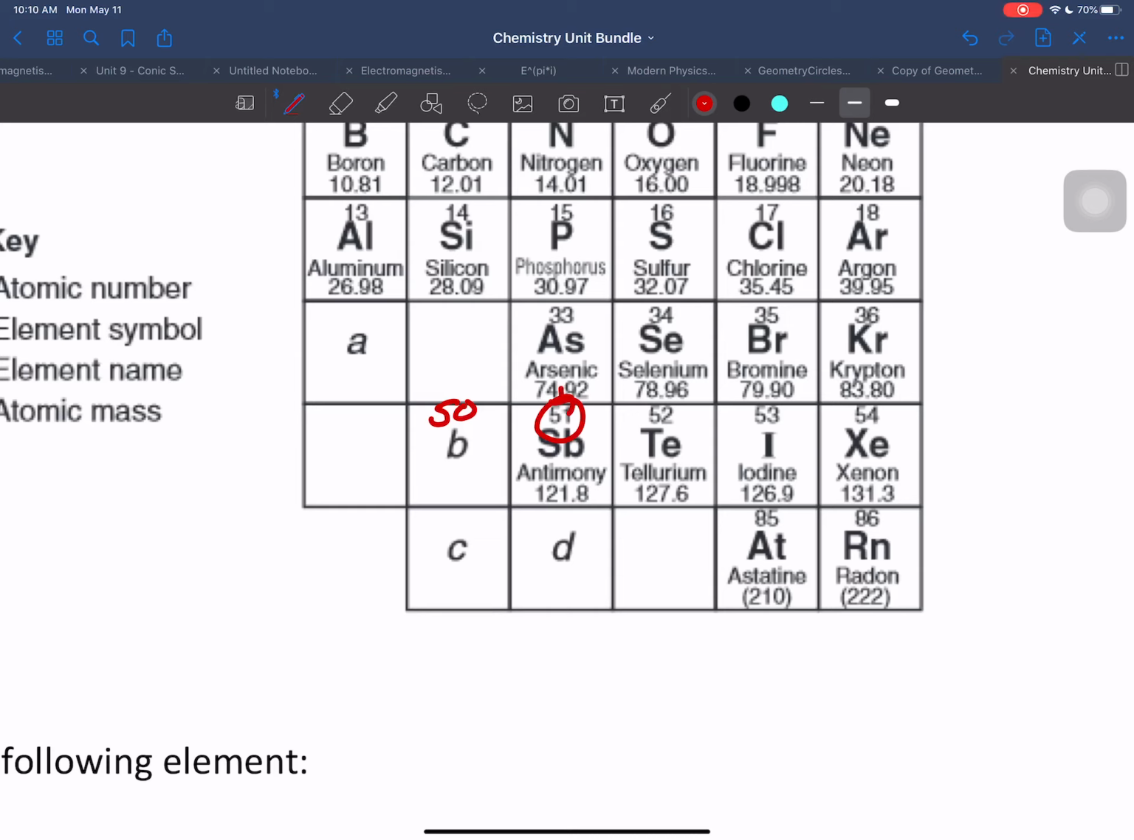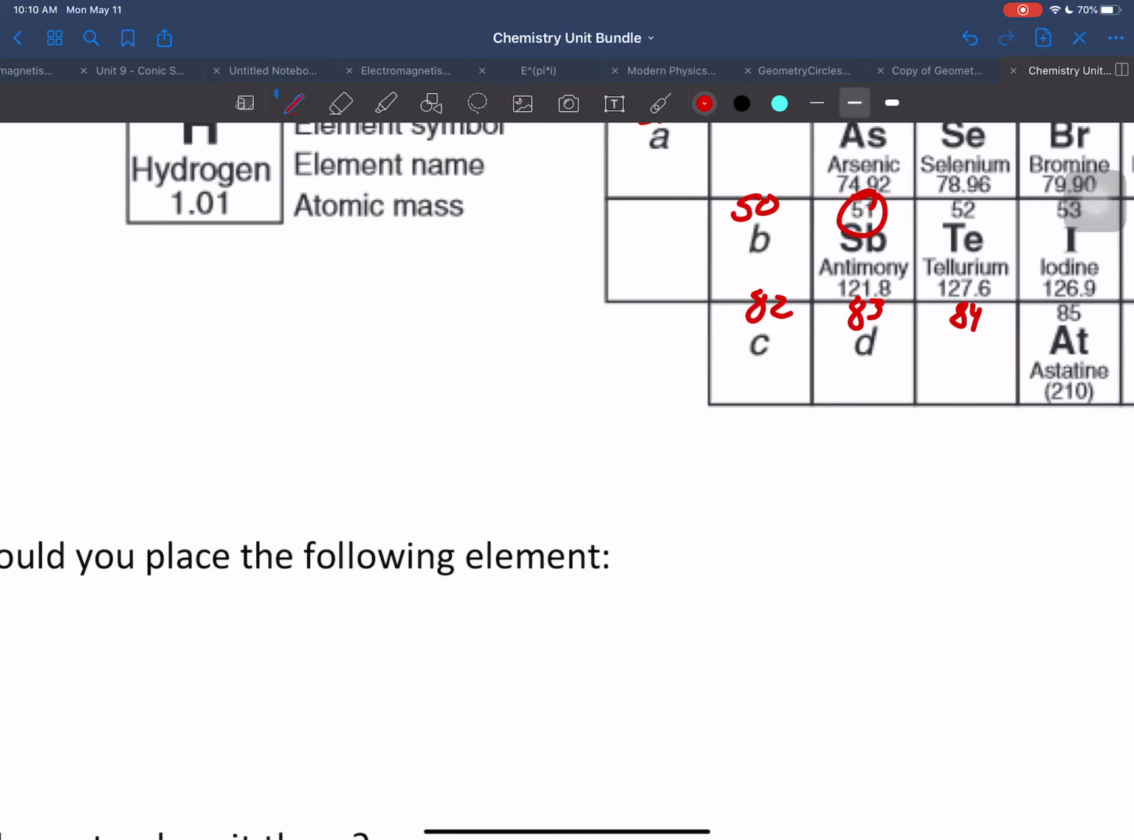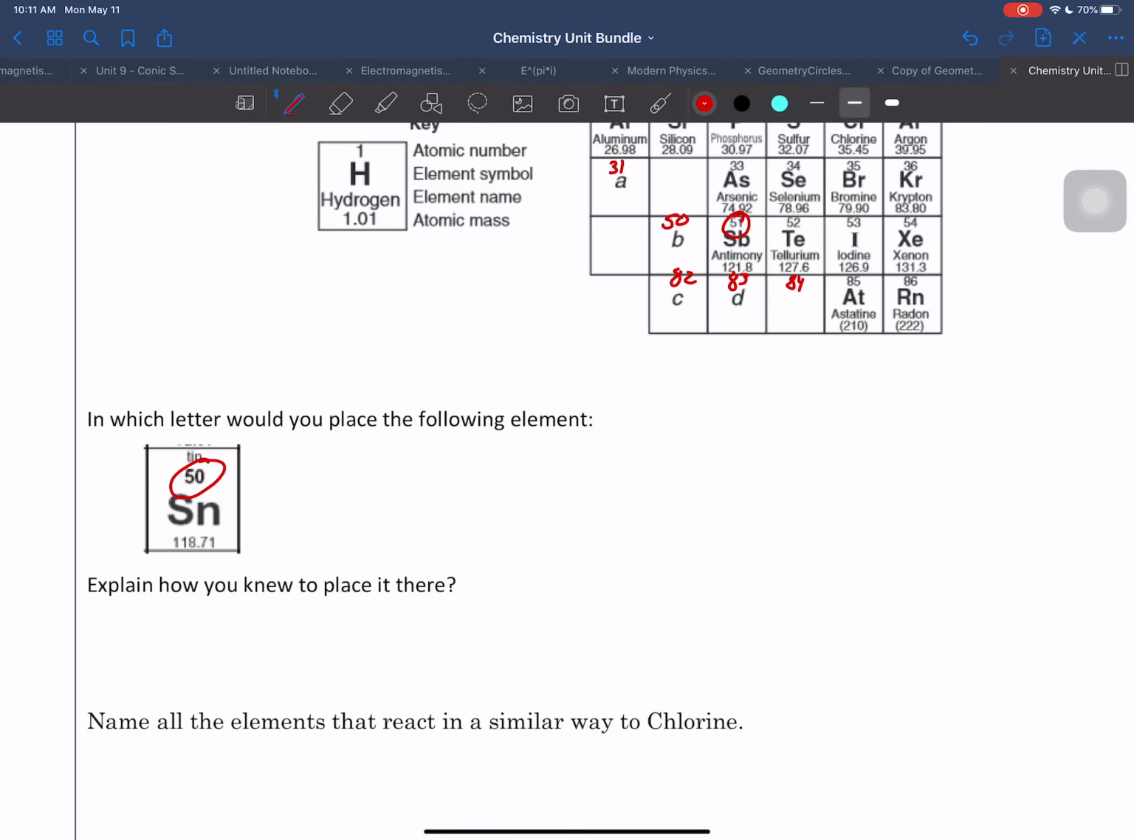So if you look right above it, it goes to 33. So it's not numbered from top to bottom. It's numbered from left to right. Because this would actually be element 31. And then we could go down here. This would be 84, this would be 83, and this would be 82. So the one that would be numbered 50 is B. So in which letter would you place the following element? B. Explain how you knew to place it.